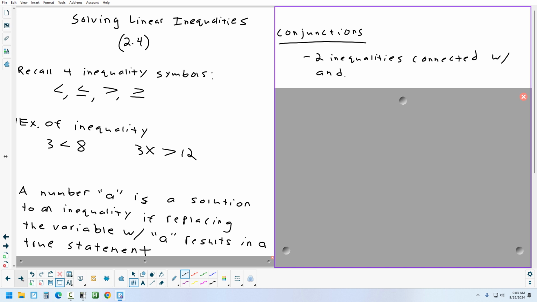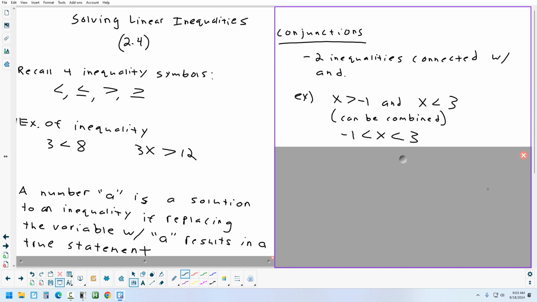Another type of inequality we can have is a conjunction. I think we talked about this a little bit, but conjunctions have the word and. A conjunction is one of the types of inequalities you can combine together in a shorter way. When you see a conjunction like x is greater than -1 and x is less than 3, we put the variable in the middle, the smaller number on the left, the bigger number on the right, and both inequalities point towards the smaller number.